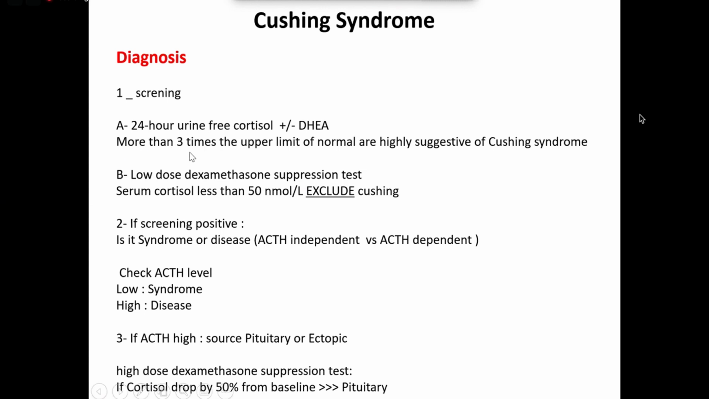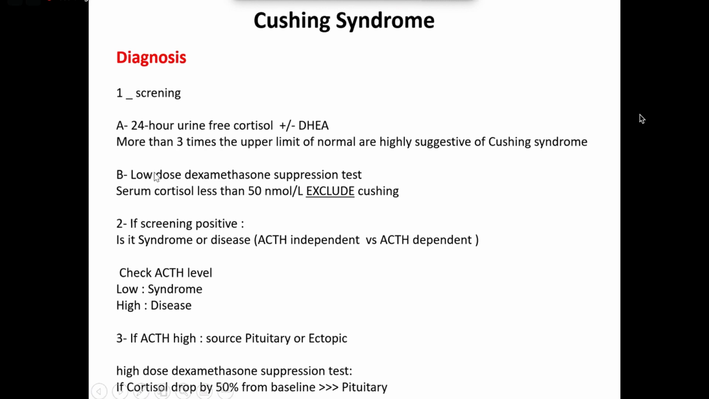If it's more than 3 times the upper normal, this is highly suggestive of Cushing. The other screening test is the low-dose dexamethasone suppression test. We instruct the patient to take 2 milligrams of dexamethasone at 11 p.m., and in the morning at 8 to 9 o'clock, we measure the serum cortisol. If it is less than 50, this would exclude Cushing.